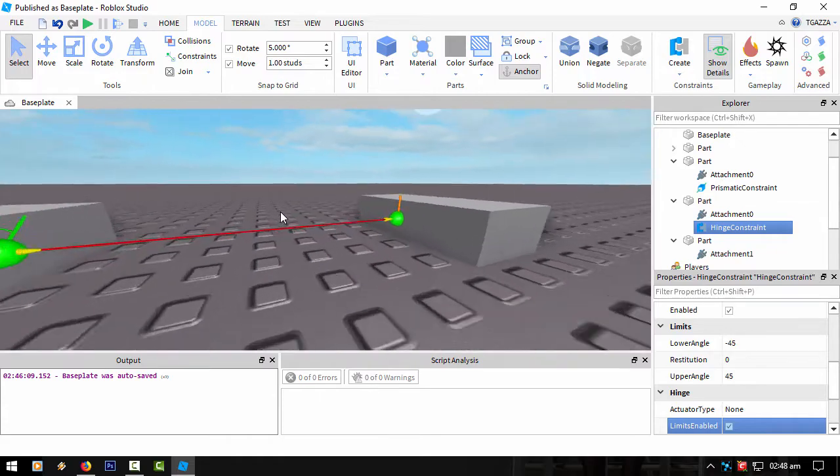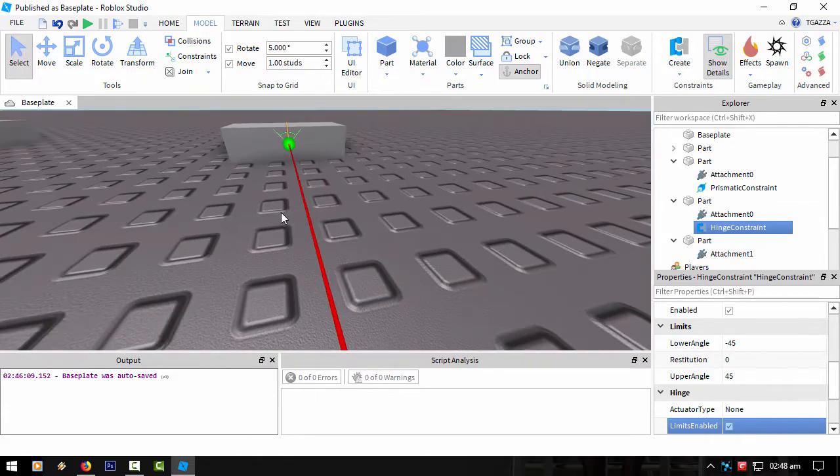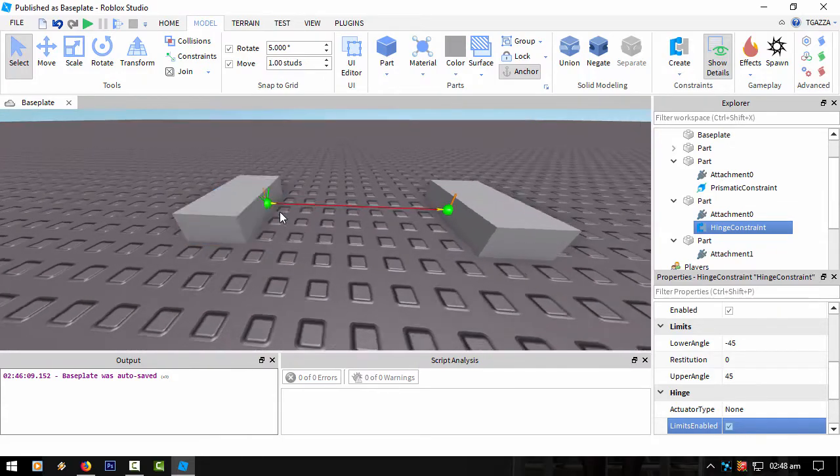Brilliant. Roblox, I love you. Makes this tutorial a bit easier.